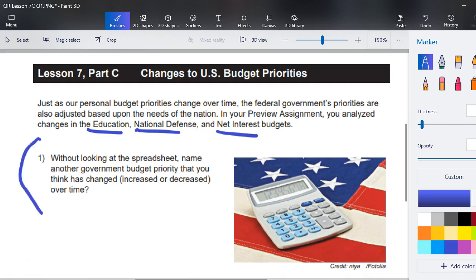Without looking at the spreadsheet, name another government budget priority that you think has changed, either increasing or decreasing over time. Hit pause, look at the budget list, and write down a thought, and I'll meet you at the objectives.